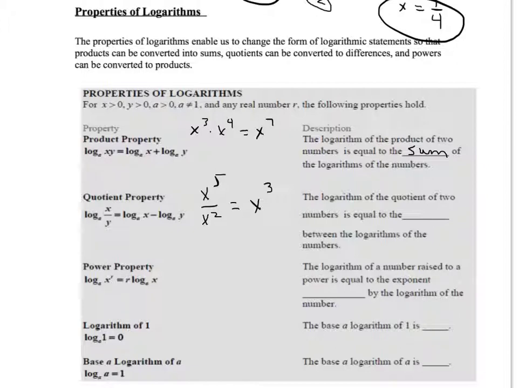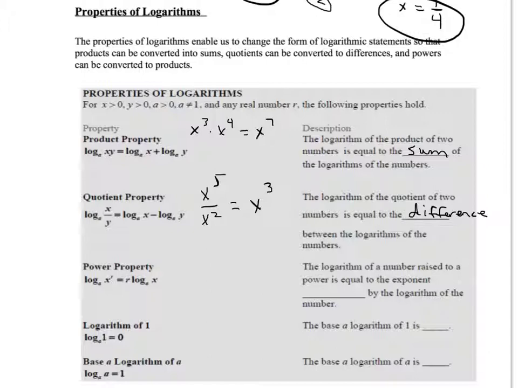Now, look at your quotient property. If you have a fraction or a division problem in the argument in a logarithm, that would tell us that we could separate them into logs and take the difference. We would subtract them. Same rule, it just is in a little different form because they are logarithms.